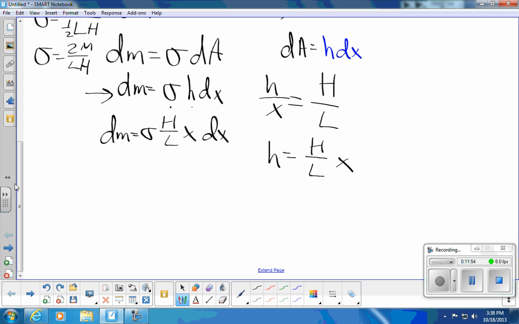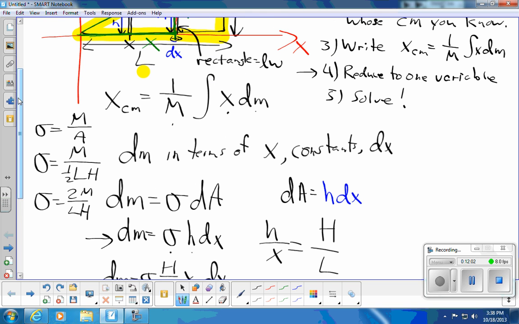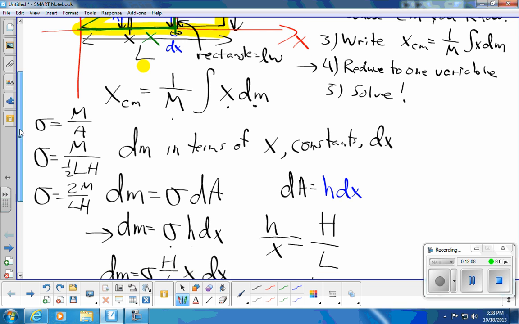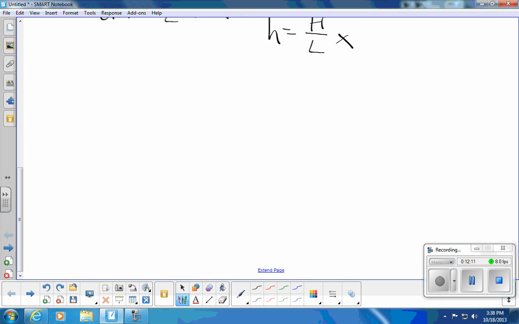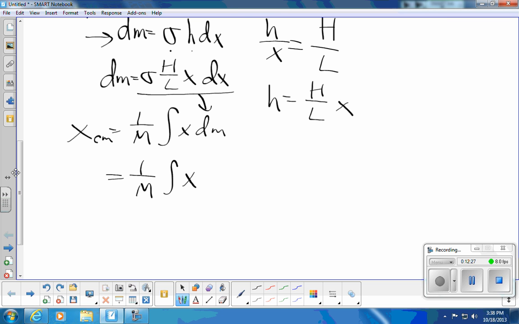Okay, what do I have? I have constant sigma, constant H over L, variable x, variable dx. That is exactly what I've been aiming for. I have now reduced everything to one variable, because if I now plug in for dm, I'm going to rewrite this original definition down here at the bottom so I have a place to work. If I rewrite the original definition, x_cm is 1 over mass times the integral of x dm. Okay, I'm going to plug this stuff in for dm. Let's see what I get. 1 over mass, integral of x times dm, which is sigma H over L times x dx.